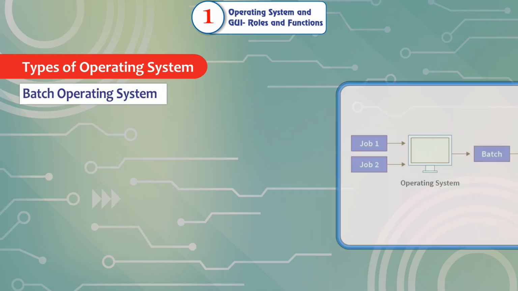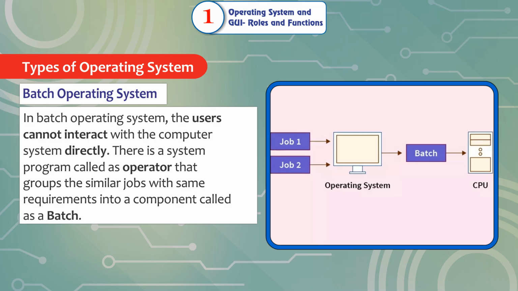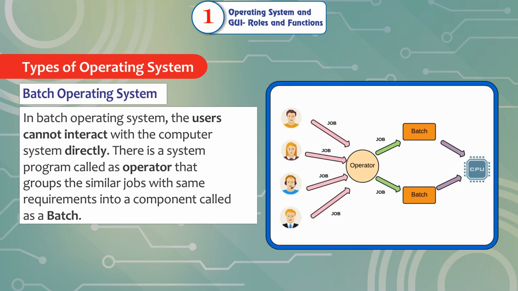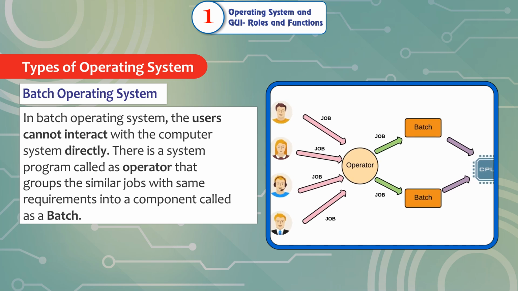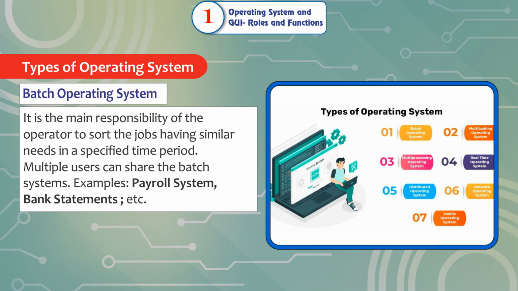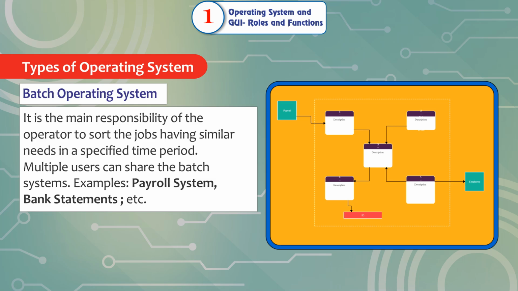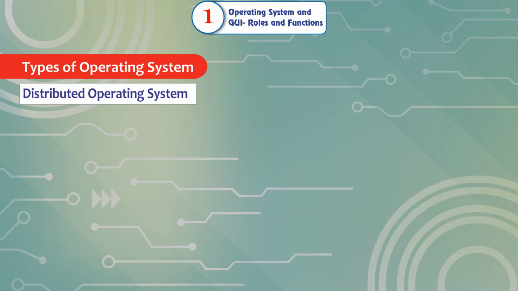Batch operating system. In batch operating system, the users cannot interact with the computer system directly. There is a system program called the operator that groups similar jobs with the same requirements into a component called a batch. It is the main responsibility of the operator to sort the jobs having similar needs in a specified time period. Multiple users can share the batch systems. Examples: payroll system, bank statements, etc.